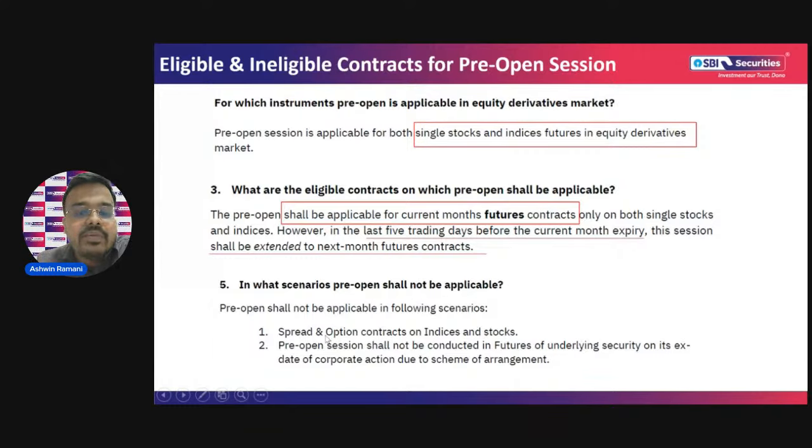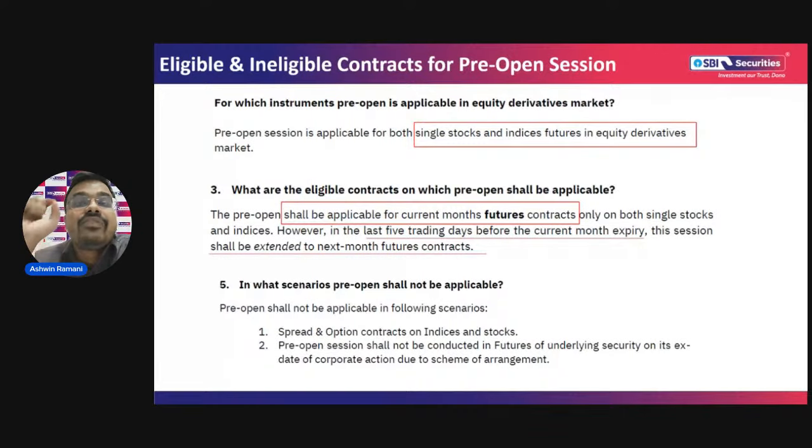It shall not be applicable for any spreads. मतलब अगर आपका कोई ऑप्शन स्ट्रेटेजी है लाइक बुल कॉल स्प्रेड, बेयर पुट स्प्रेड, स्ट्रैडल, स्ट्रैंगल्स, उसके लिए प्री ओपन इज नॉट एप्लीकेबल फॉर नाउ. एंड प्री ओपन इज नॉट एप्लीकेबल फॉर ऑप्शन कॉन्ट्रैक्ट्स एज वेल. अगर कोई ऑप्शन है, आपको ऑप्शन बाई सेल करना है, दैट इज नॉट एप्लीकेबल.